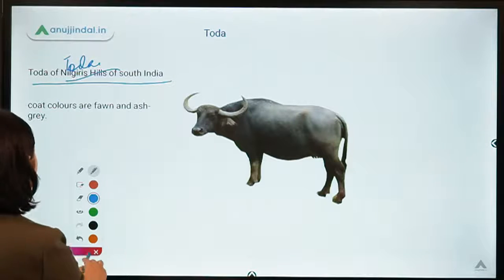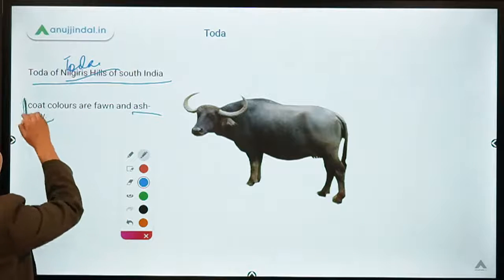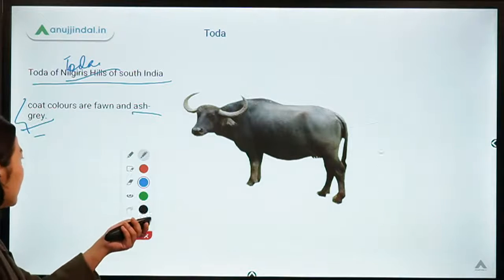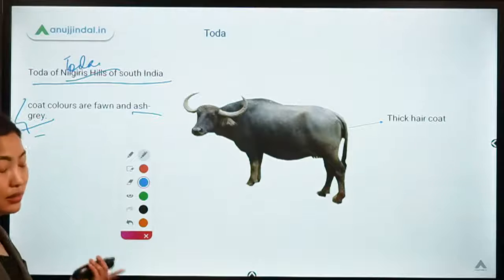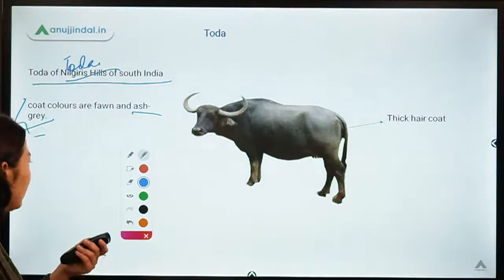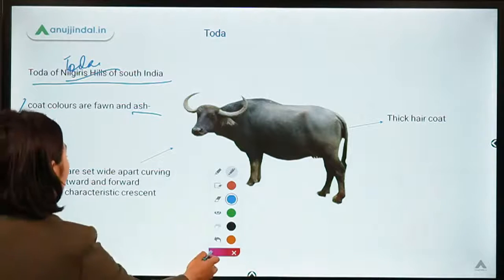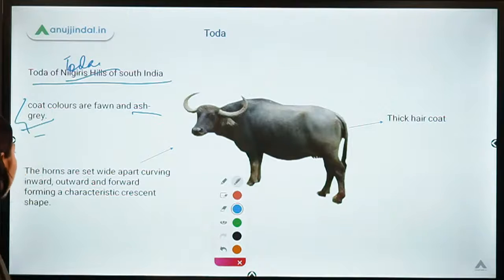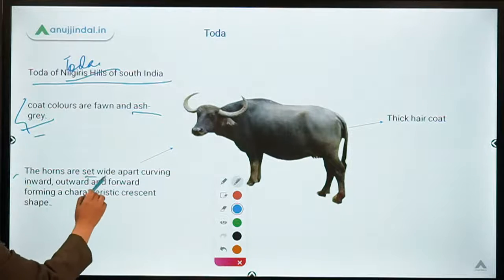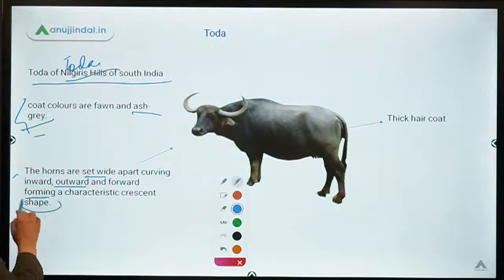And important characteristics: the coat color, these are fawn to ash gray in color. Another characteristic is it has a very thick hair coat. Another characteristic is that the horns are set wide apart. First, they curve inward and outward and forward, forming a characteristic crescent shape.